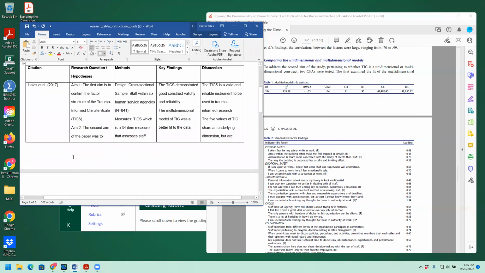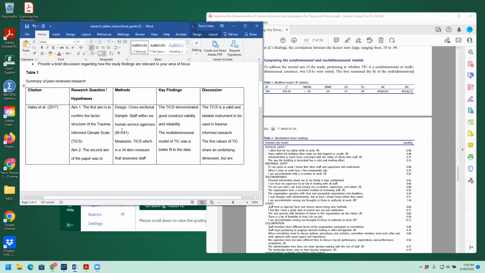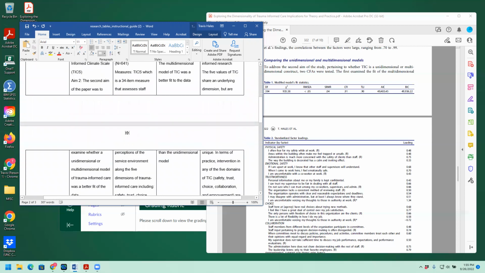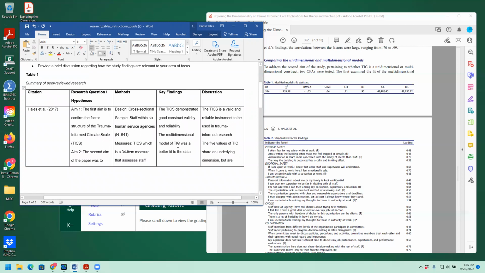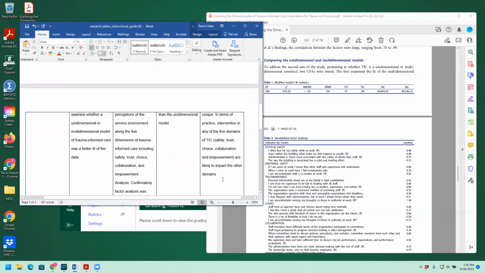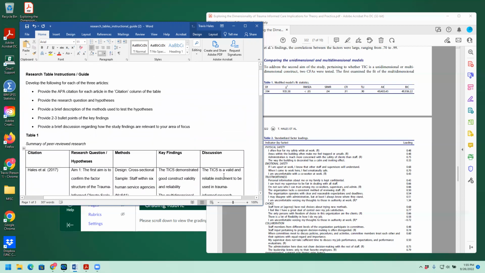Okay, so here I've got my first article done. I have the citation, the research questions, hypotheses, or aims. I have the key components of the methodology, including the design, brief description of the sample, measures that were included, and analyses that were used. I have 2 to 3 key findings, and then a brief discussion section that details the relevance of the study and the key findings.